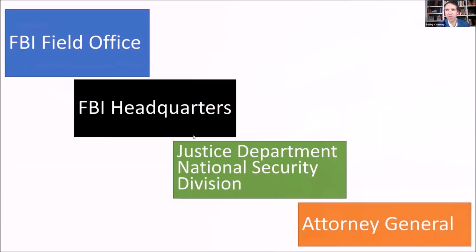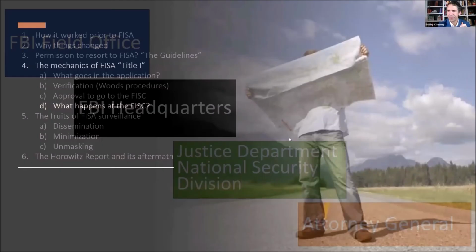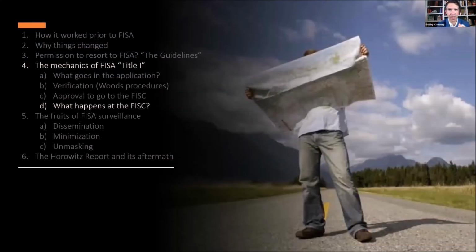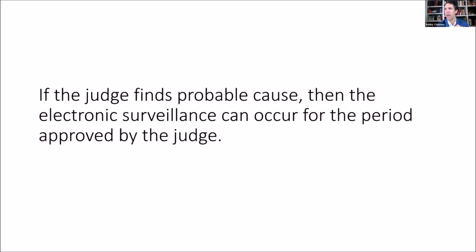Who has to sign off on it? It's pretty simple. The field office is generating the application, but it's not going anywhere until it gets approved at the headquarters level in Washington. When that is done, it's not going anywhere until it's approved at the Justice Department National Security Division level. When that gets done, it's got to get approved by the Attorney General himself or herself. And then and only then you can take it to the FISC. What happens there? Well, this is where the probable cause assessment takes place.